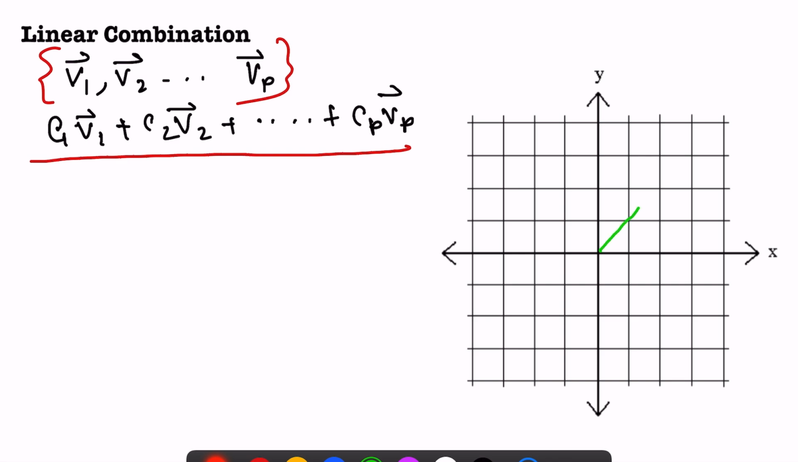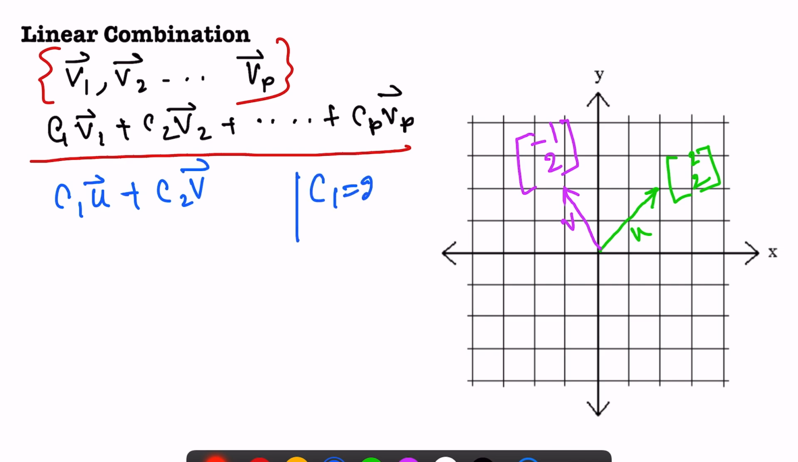Now let's take two vectors in this xy plane. This is u and this is v. So u is (2, 2) and v is (-1, 2). Let's find out one linear combination of these two vectors. So that will be c1 u plus c2 v. Let's take c1 is 2 and c2 is -1.